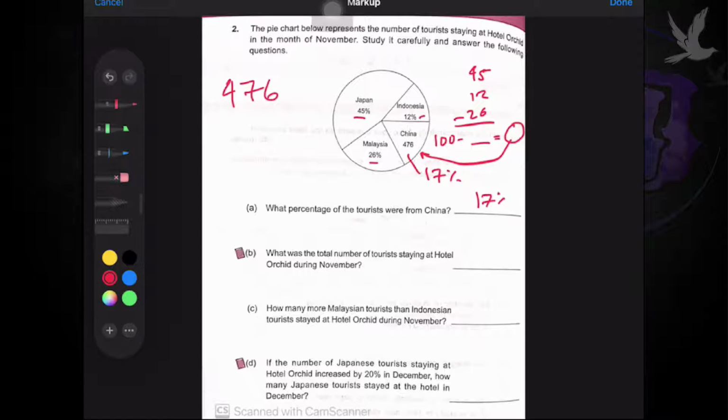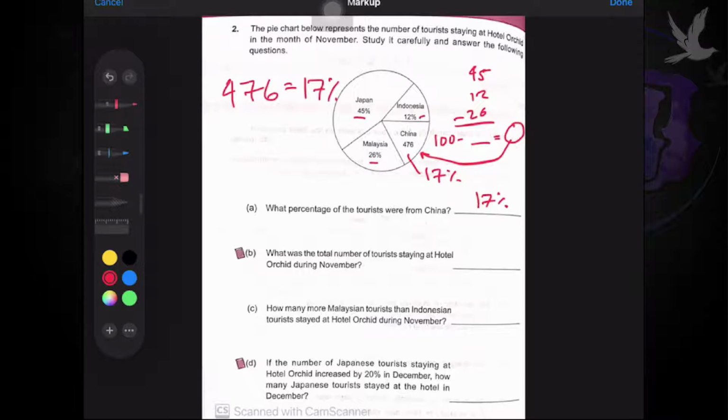17%, that's letter A. So you know that 476 represents 17%. Bakit ko binigay yung answer? Kasi I have to. Kasi if not, if I'll be explaining this through an unknown, you'll be left with a question mark in your head.